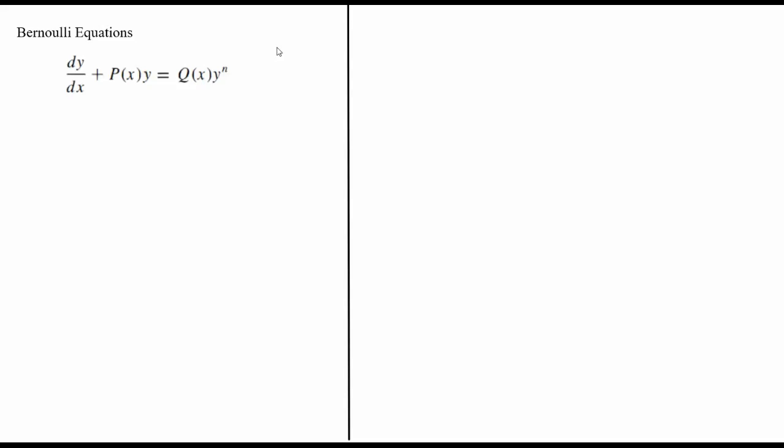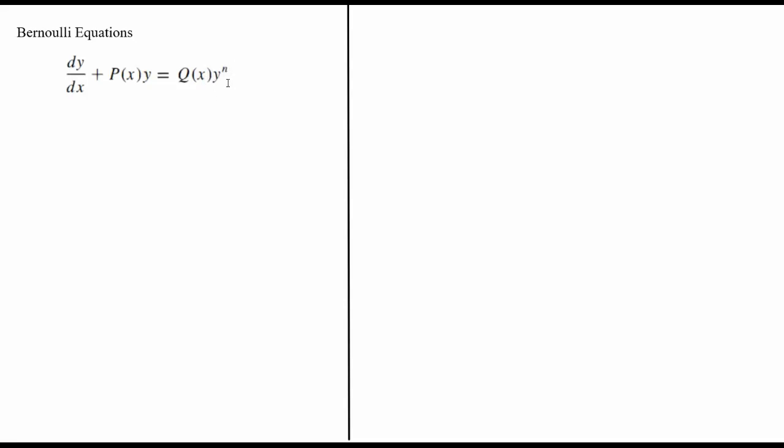Okay, so in this video we're going to look at Bernoulli equations. The equation that you see in front of you here, dy/dx + p(x)y = q(x)y^n, is actually called the Bernoulli equation. You will notice that this is a first order ordinary differential equation and it is nonlinear. And the nonlinearity, of course, is because of this y to the power n.